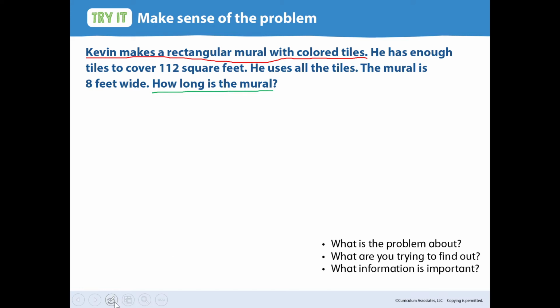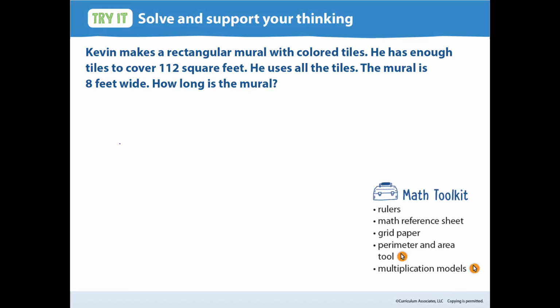And finally, what information is important? So when we read back through, we see that he has enough tiles to cover 112 square feet. He uses all the tiles and that it's 8 feet wide. So there's the important numbers for us to use. I hope you have these marked in your book as well, because now it's time to solve and support your thinking.